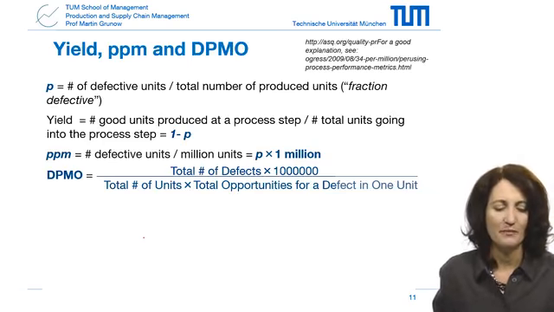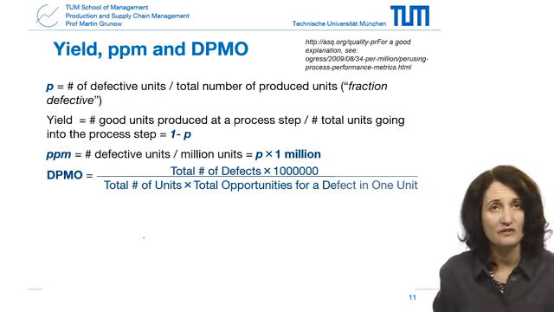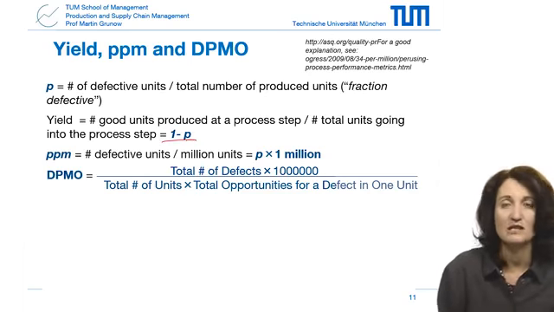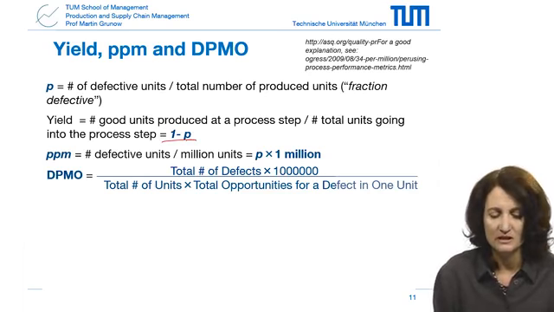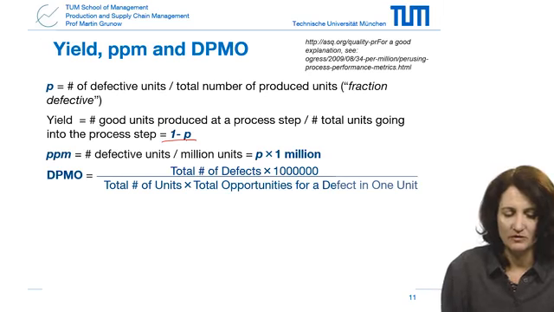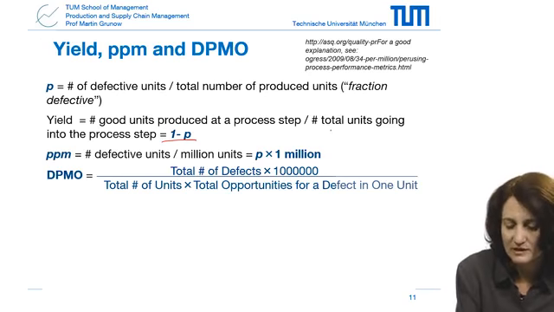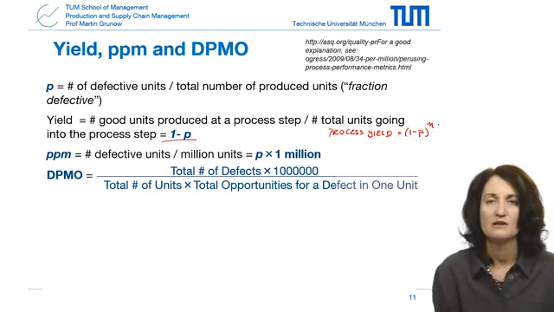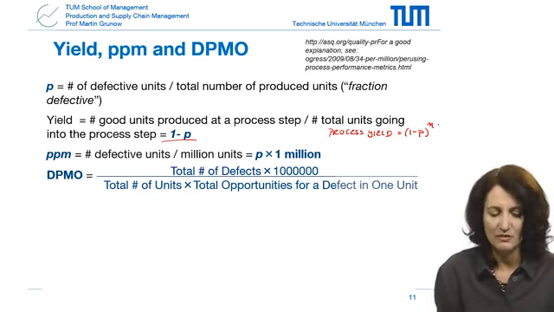So just to recap, if P is the fraction defective, the number of defective units over the number of produced units, we have yield is then going to be equal to 1 minus P. It's the number of good units produced at a process step versus the number of total units going in. If we have more than one process step, I could write this down here with the process yield equal to 1 minus P to the power of N for the same yield loss at each step.